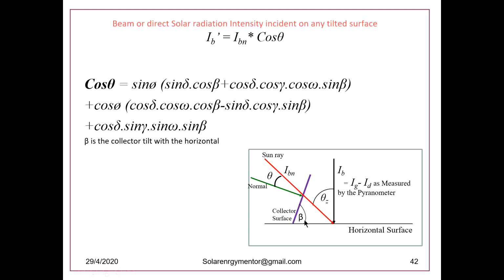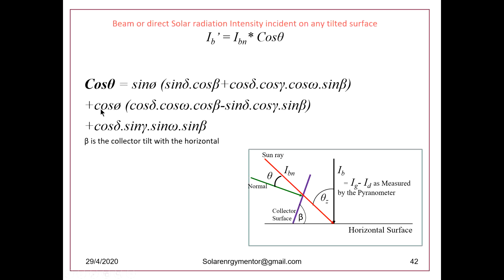Slope of the collector is shown here. So this is a collector surface and the angle made by the collector with the horizontal is called slope of the surface, that is beta. So sine del cos beta plus cos del into cos gamma. Cos gamma is azimuth angle. Okay, it is not solar azimuth angle, it is surface azimuth angle, the collector surface azimuth angle. Cos omega, omega is the hour angle. Sin beta, beta we already know.